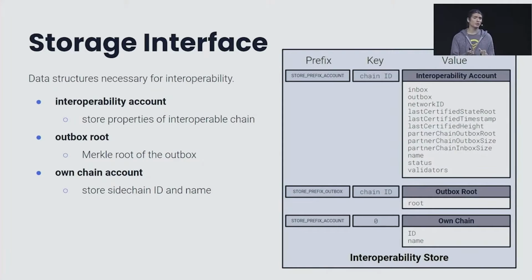And finally, each chain will maintain an on-chain account, and in this on-chain account, which is created on a sidechain by the main chain registration transaction, we store the global chain ID of the chain in the ecosystem and the chain name.